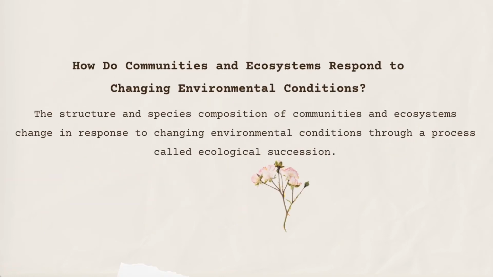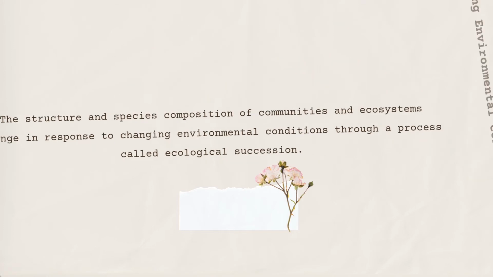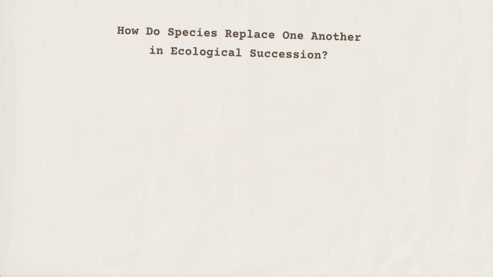Next slide: how do communities and ecosystems respond to changing environmental conditions? The answer is that the structure and species composition of communities and ecosystems change in response to changing environmental conditions through the process called ecological succession.